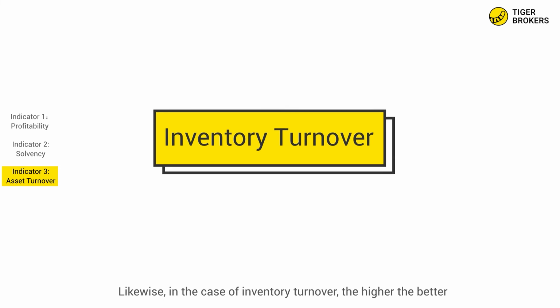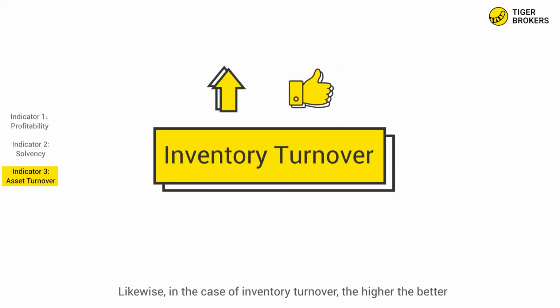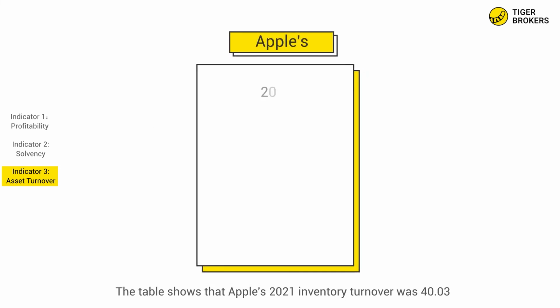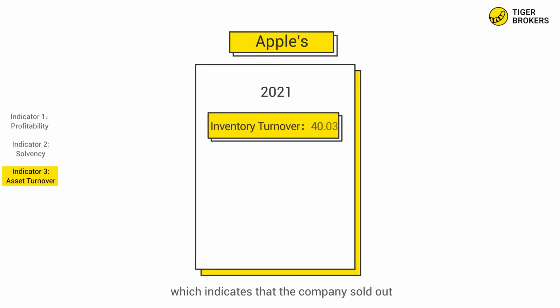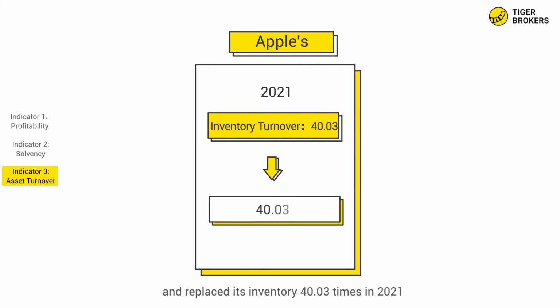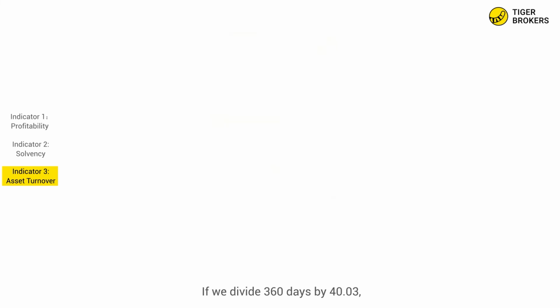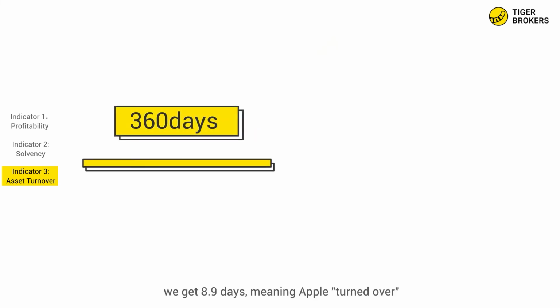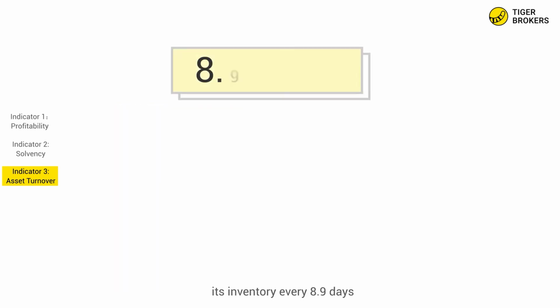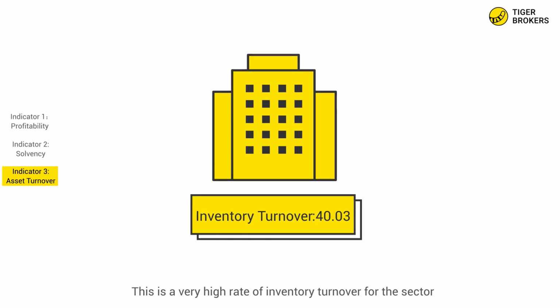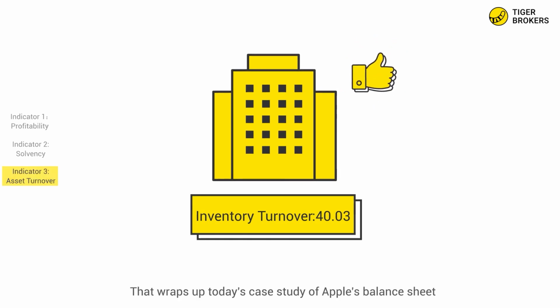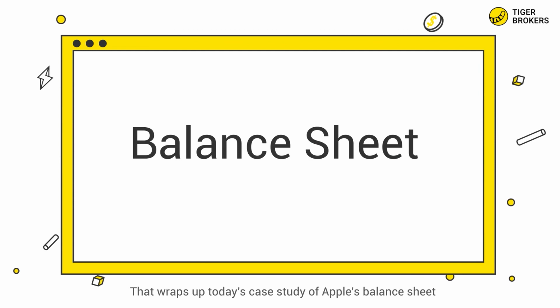Likewise, in the case of inventory turnover, the higher the better. The table shows that Apple's 2021 inventory turnover was 40.03, which indicates that the company sold out and replaced its inventory 40.03 times in 2021. If we divide 360 days by 40.03, we get 8.9 days, meaning Apple turned over its inventory every 8.9 days. This is a very high rate of inventory turnover for the sector. That wraps up today's case study for Apple's balance sheet.